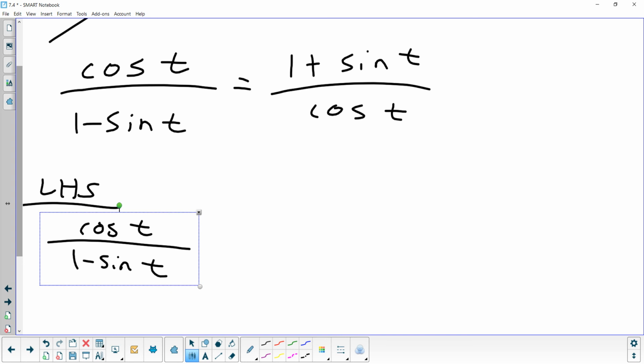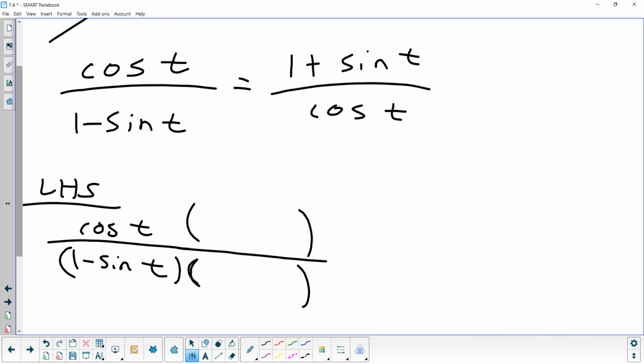And this one kind of screams conjugate at me because I see 1 minus sine. Look at what the conjugate is. What's the conjugate of 1 minus sine? Yep. 1 plus sine, and that's exactly what's in the other side. So that's probably a good direction to go because we're introducing something that ends up in the final answer. 1 plus sine, 1 plus sine.